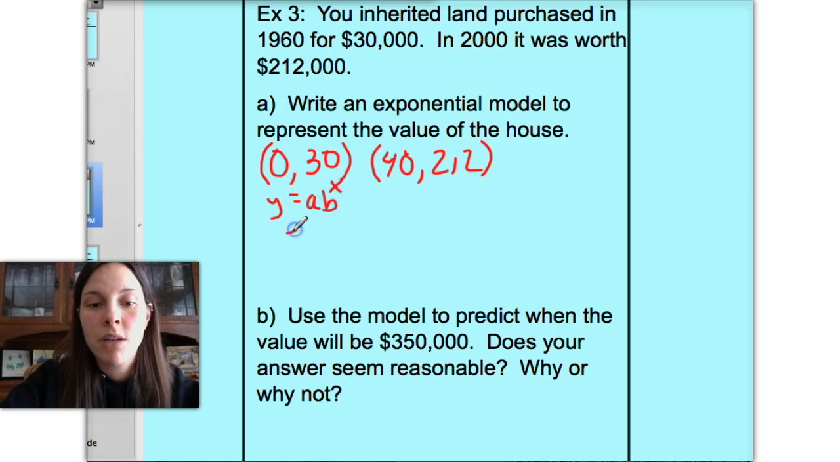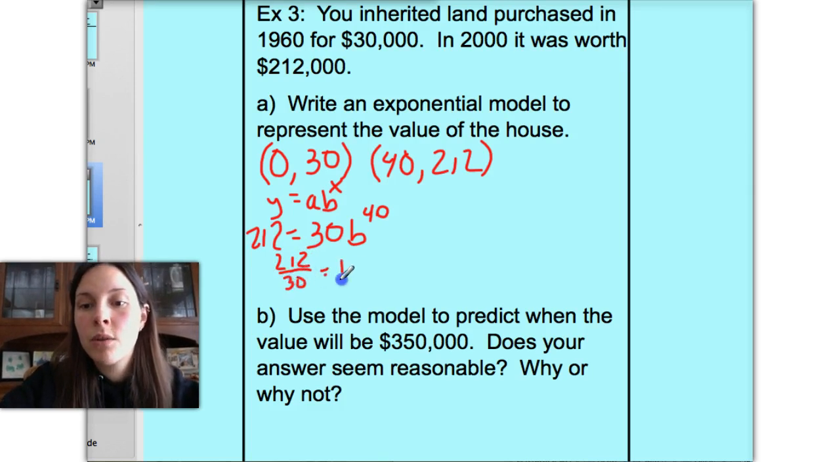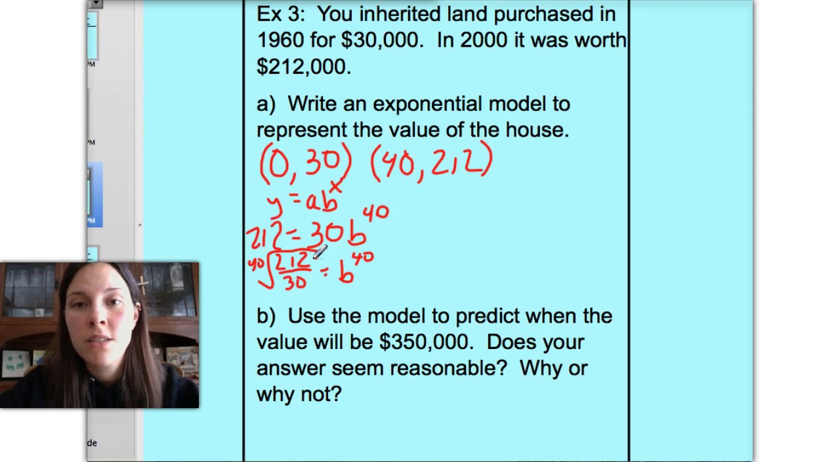So when we use those ordered pairs to set up our model, y equals ab to the x. A is your initial amount, so that's our 30. B is the rate of growth or decay. We do not know that value. X will be years later, and y is value after time. So to solve for b, we're going to divide both sides by 30, and we will take the 40th root of 212 over 30. Again, make sure you use parentheses when you're doing this to get your b value.